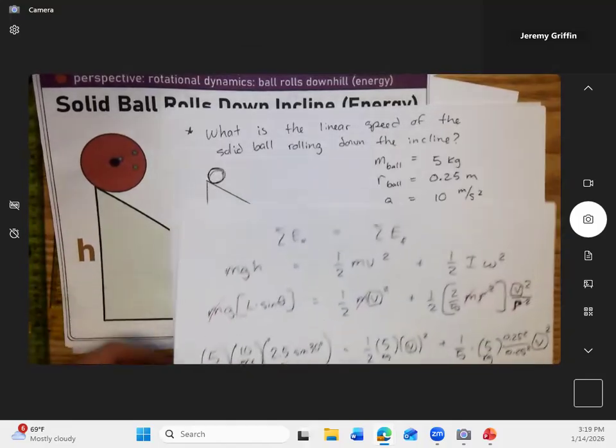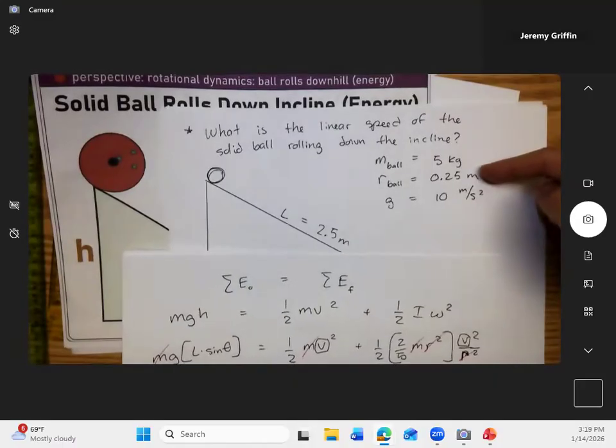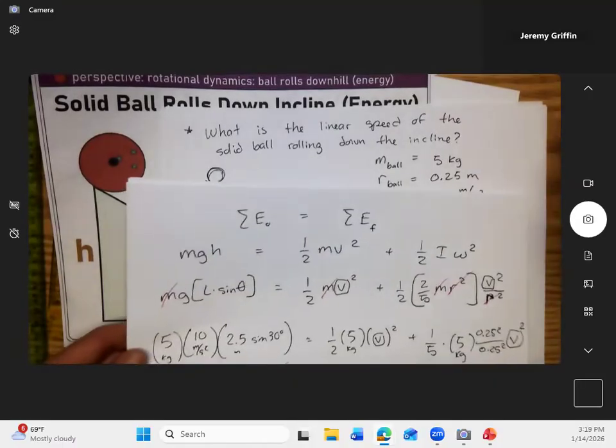Guys, the fact that I gave you the mass of the ball and radius of the ball, those are completely irrelevant at the end of the story anyway.